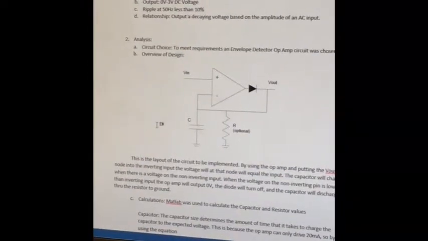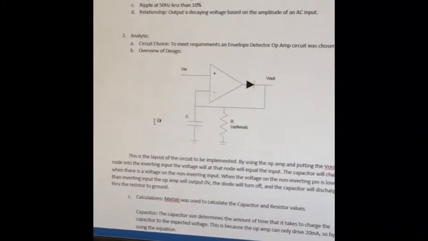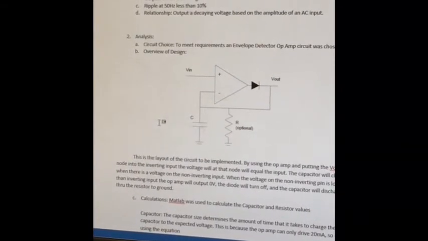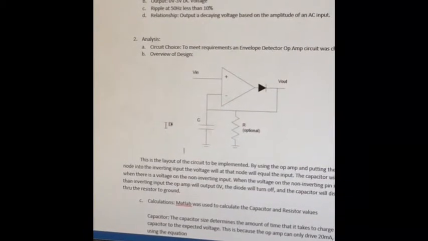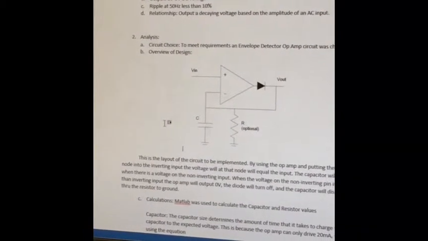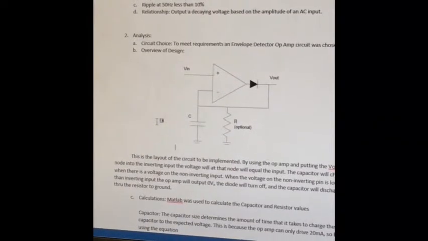We wanted an input of 1 to 200 hertz, 0 to 3 volt half-wave rectified AC signal. We wanted that to output a 0 to 3 volt DC voltage, with a ripple of less than 10%, and we wanted that output to be as much of a DC signal as possible.